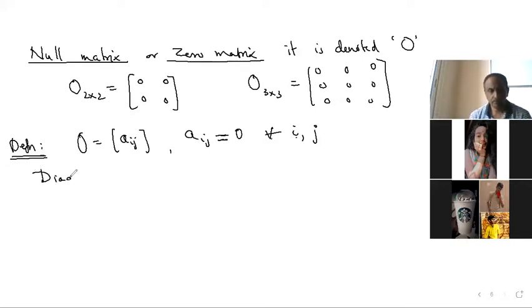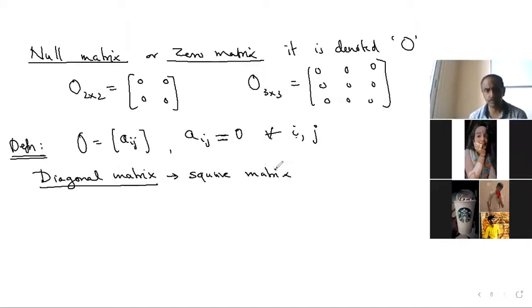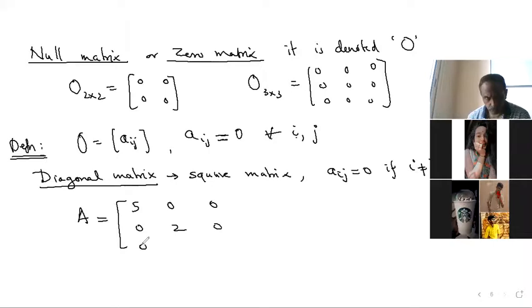Then what do you have to do after zero matrix? Diagonal matrix. Diagonal matrices are first of all square matrices. There should be a square matrix first of all, otherwise we don't call it a diagonal matrix. And also Aij will be zero if i not equal to j. This is the actual definition. So if I write a diagonal matrix like this, A: 5 0 0, 0 2 0, this is called a diagonal matrix. Another example, B: 2 0, 0 0, this is also diagonal.